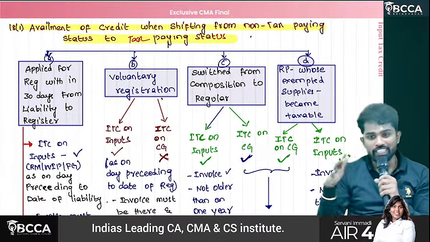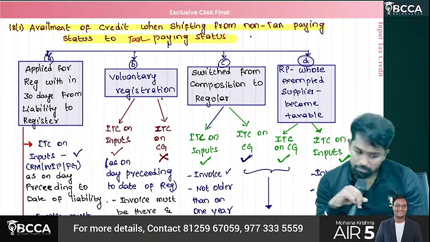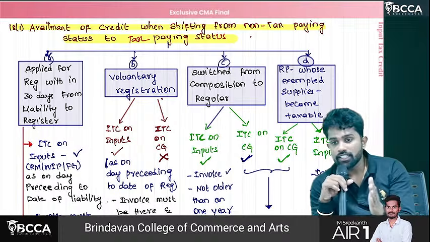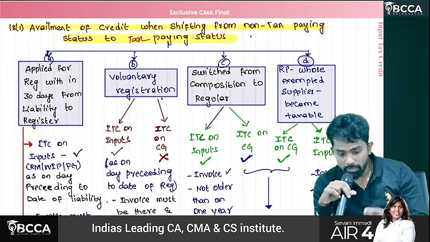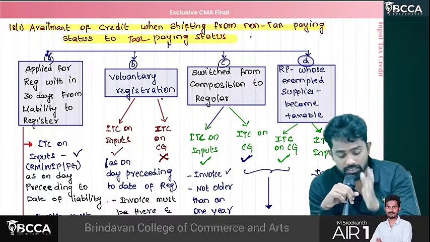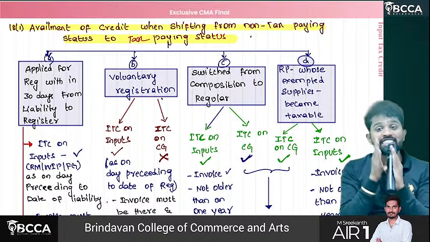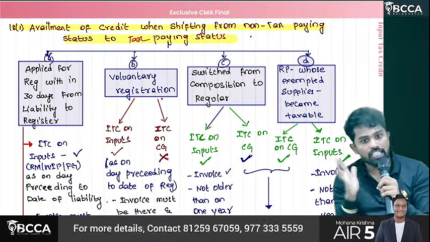Next one. Voluntary registration. Sir, his turnover didn't exceed the threshold. He is only voluntarily registering under GST. But still what happens? Till date, he was unregistered, so on his stock and all, he didn't avail ITC. But from today onwards, his supplies are taxable, even though it's voluntary registration. So what are they saying? When his registration is granted, check that date. Registration granted date you need to check.